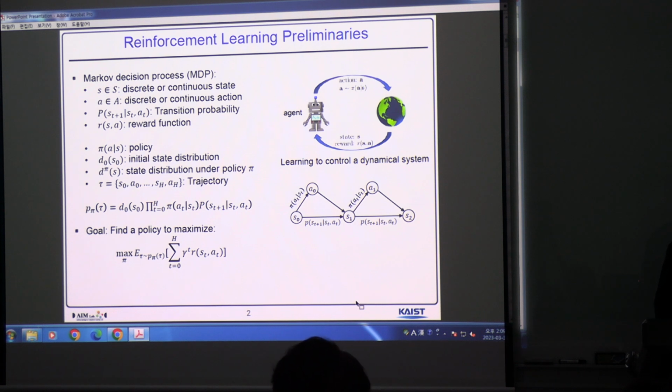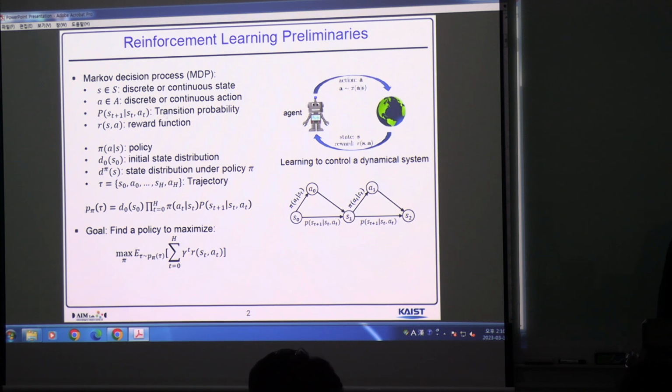So in reinforcement learning in general, we usually formulate the system as a Markov decision process, which includes some agent and the environment. So in this setting, the agent will interact with the environment by performing an action, and then the environment will return some state and reward to the agent, and this process is repeatedly performed iteratively until some terminal point.